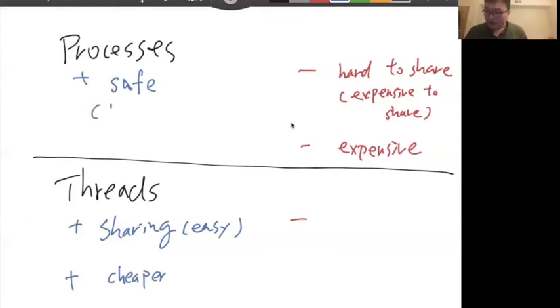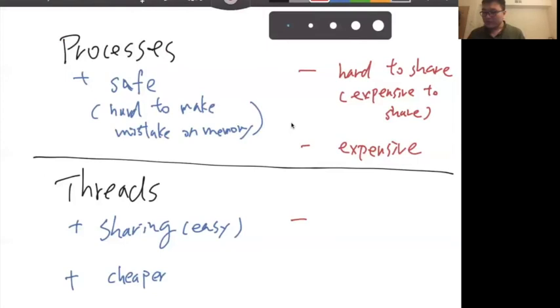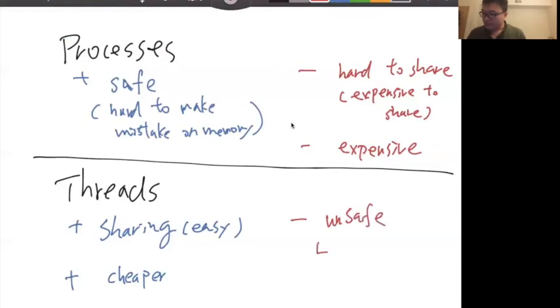So if you have some mistake, being safe means it's hard to make a mistake on memory. Okay, so this is the benefit. In the other way, the thread, because it's easy to share, is unsafe. What's unsafe? Unintended sharing.